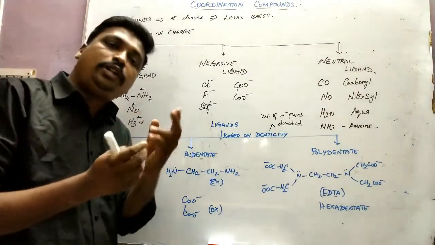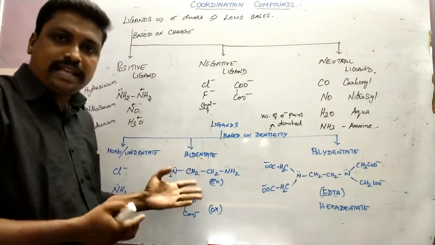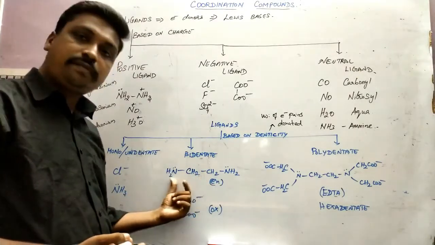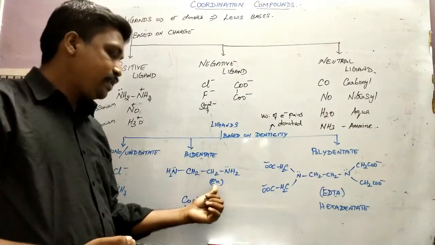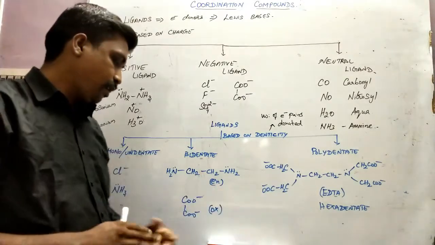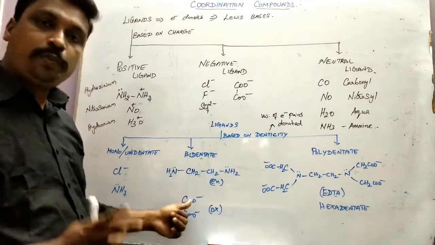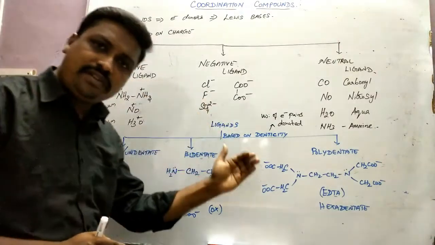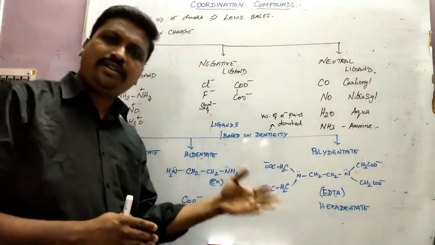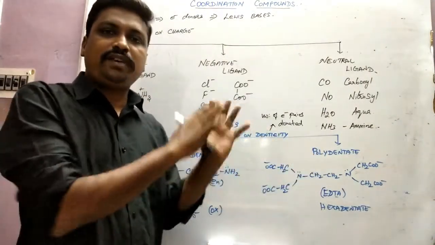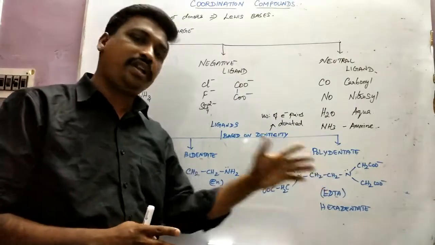If it is donating two pairs of electrons, it is called bidentate. Example, ethylene diamine: it will donate two pairs of electrons from the nitrogen atoms. It is also simply termed en, right? Similarly, oxalate also donates two pairs of electrons. Similarly, if a ligand donates three pairs, it is tridentate, then tetradentate. Simply, we can classify them all under the category of polydentate.